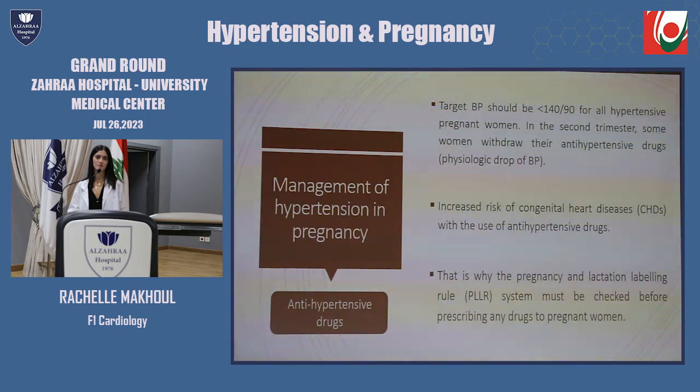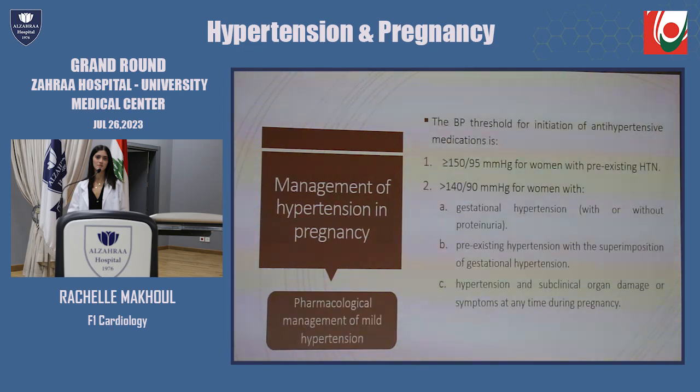However, we should know that the drugs used should be safe for the fetus because it has an increased risk of congenital heart diseases. That's why the pregnancy and lactation labeling rule system must be checked before prescribing any drugs to a pregnant woman, and the target blood pressure for all hypertensive pregnant women should be less than 140/90.